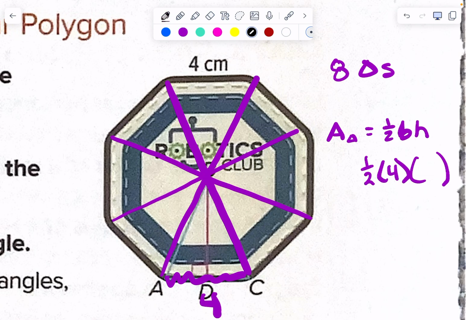All right, now here's the deal. We have to find the angle. 360 divided by 8 is... Ram, would you please? 45. 45 degrees. Yes? 45 degrees.